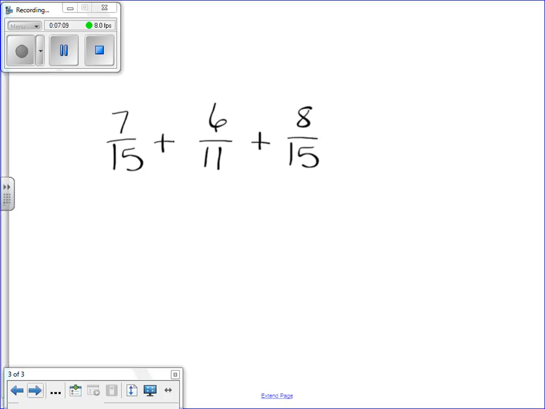Yes? What if you add those? If you add 7/15 plus 8/15, you get a whole. Oh, and you could do that too. I didn't even think about that. I totally forgot about that. I told him I wanted 11. And see, I made it harder than it was earlier. Oh my goodness gracious, I made it so hard earlier.